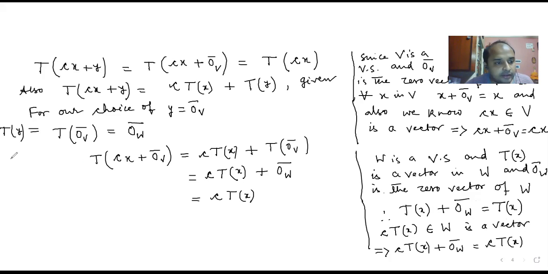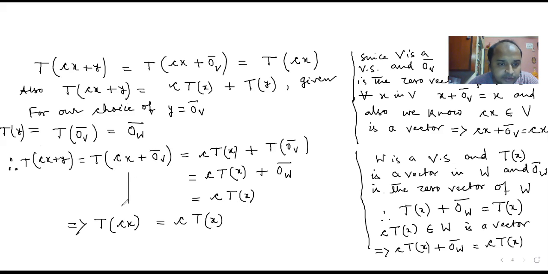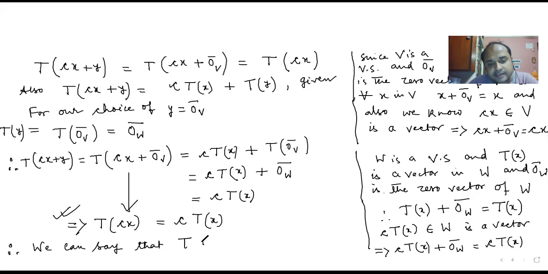So we have to write it clearly. Therefore, T of cx plus y, by putting y equal to the zero vector of the vector space, becomes this. And ultimately this implies T of cx is equal to c into Tx. Okay, so we get the second property. The second property for T to be linear is also satisfied. And therefore, ultimately, we can say that the transformation T is a linear transformation.